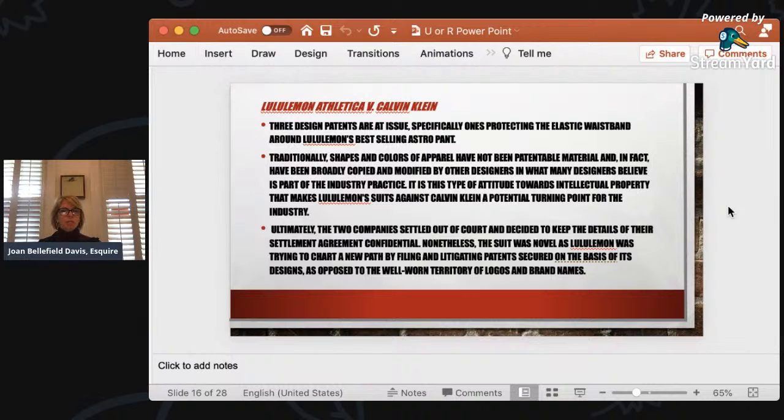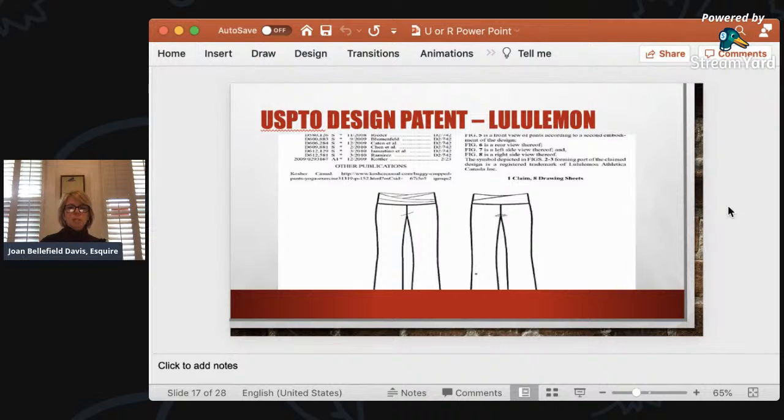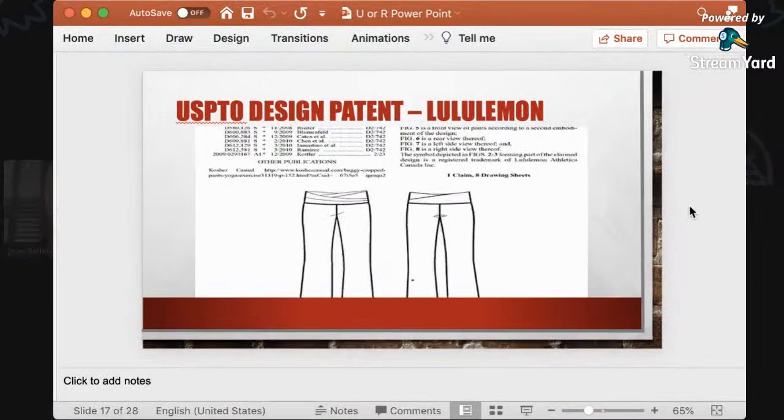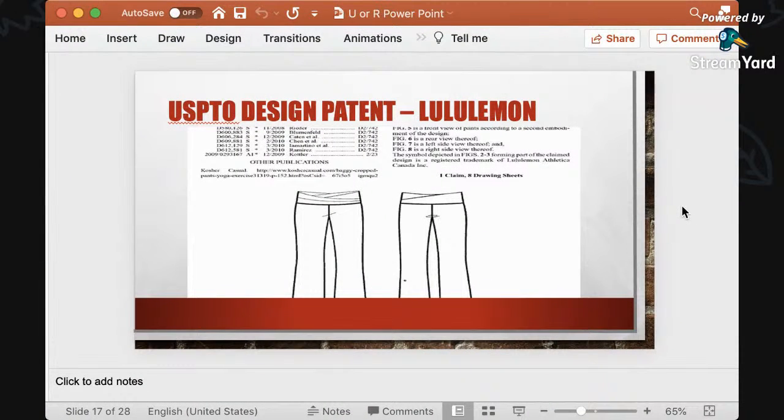Traditionally, shapes and colors of apparel have not been subject to patent protection. And in fact, they've been broadly copied and modified by other designers, and what many designers believe is part of the industry practice. It is this attitude towards intellectual property that makes Lululemon's suit against Calvin Klein a potential turning point for the industry. Unfortunately, in this lawsuit, or fortunately, the parties were able to reach a settlement. So there was no precedent decided.